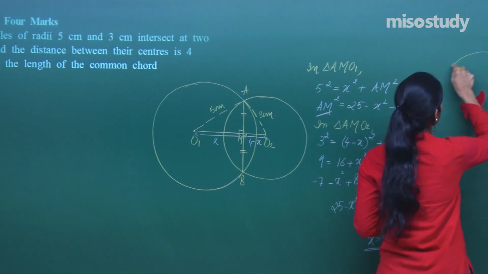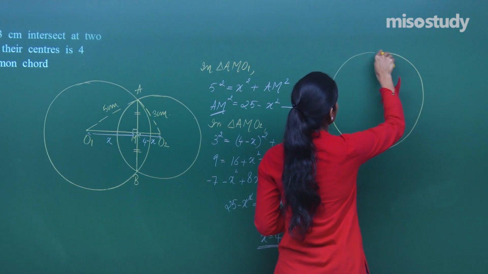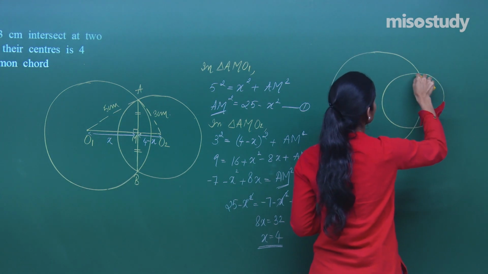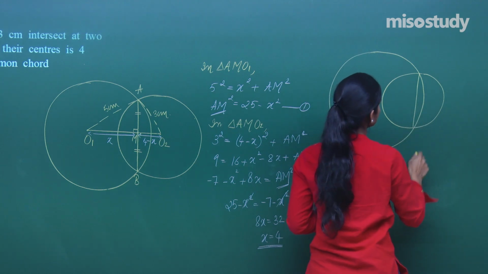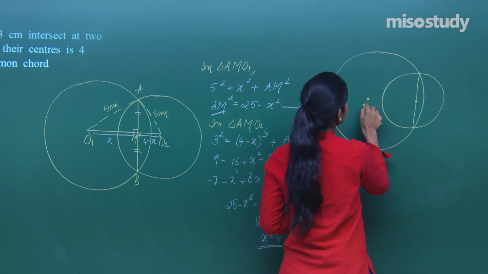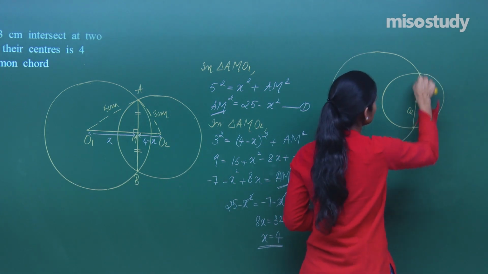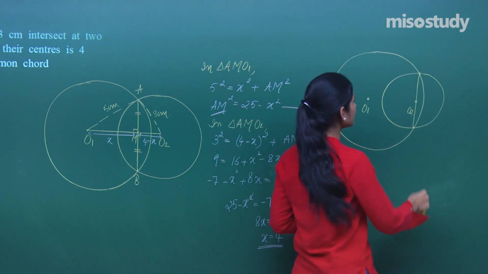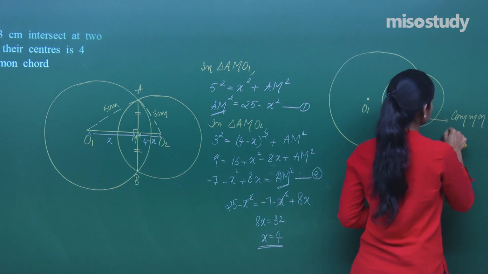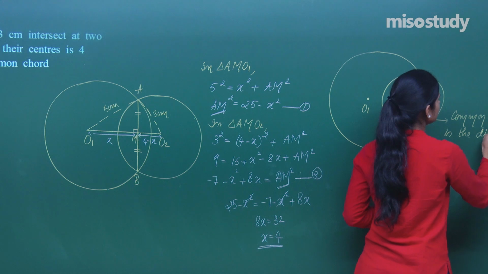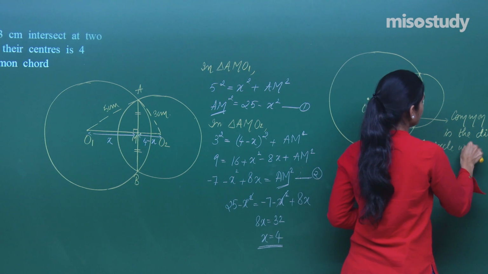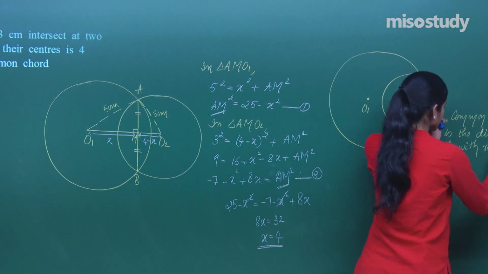So I have the actual situation like this. Say this is the first circle. Then you have this as the second circle. This is the common chord passing through the center of the second circle. This is the center of the first circle. That means this common chord, if it is passing through the center of the second circle, is the diameter of the circle with radius 3 centimeters, the smaller circle.